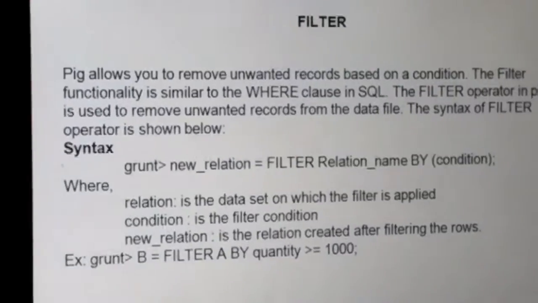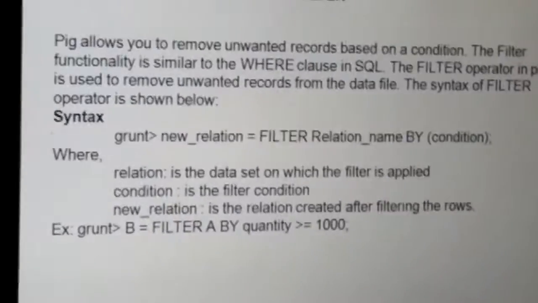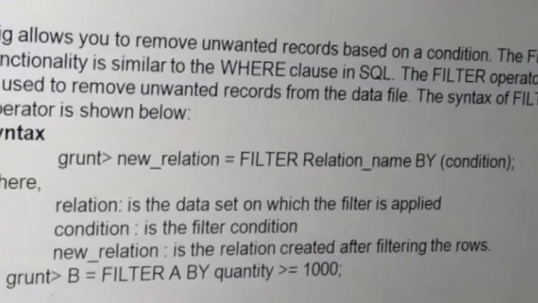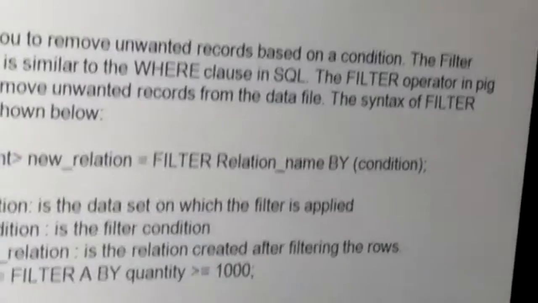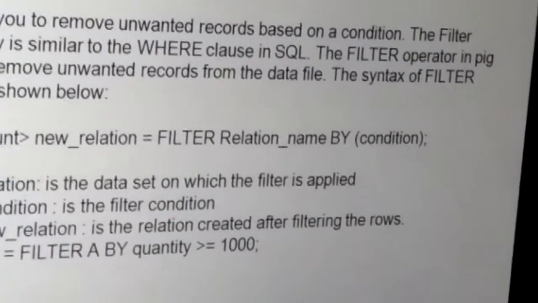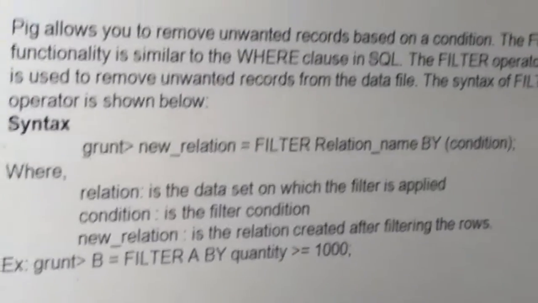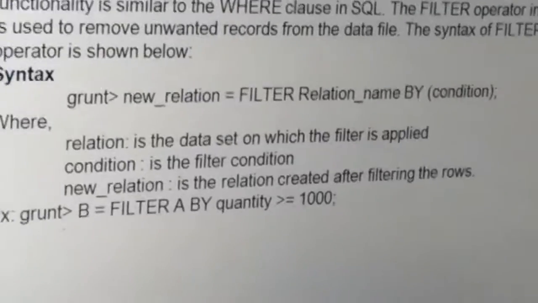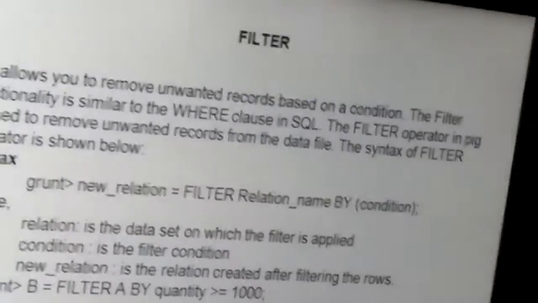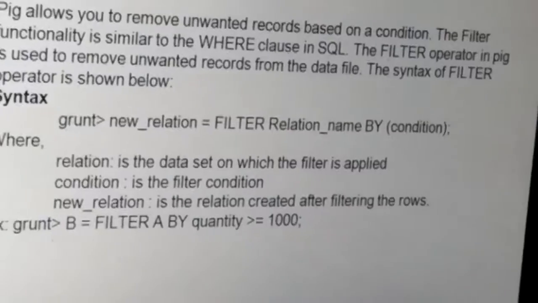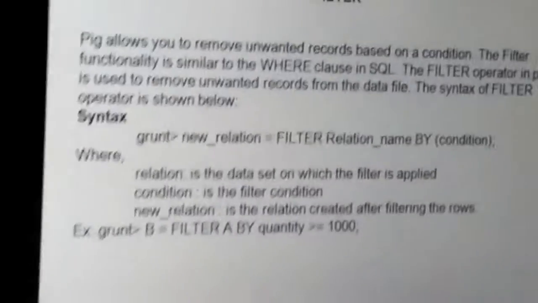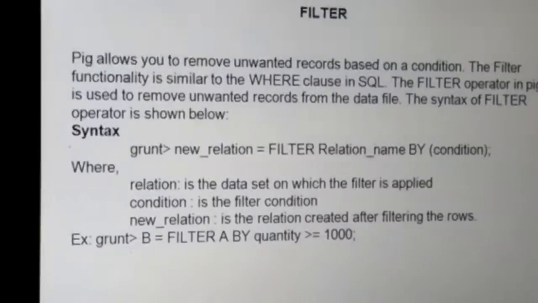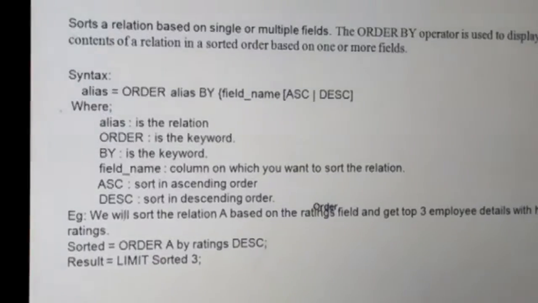Then filter. Pig allows you to remove unwanted records based on a condition, or you can say that it is a command for selection of required records by putting a condition. The filter function is similar to the where clause in SQL. Filter operator in pig is used to remove unwanted records from the data file. The syntax of filter is already seen priorly. So this is one more example that is showing the selection of records.